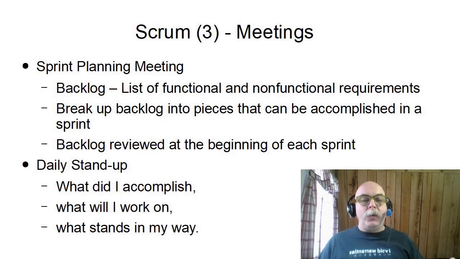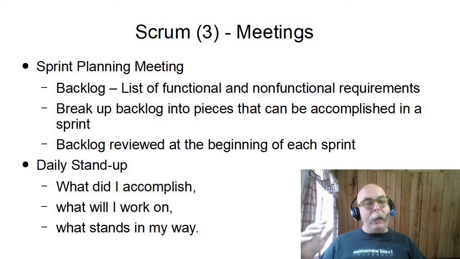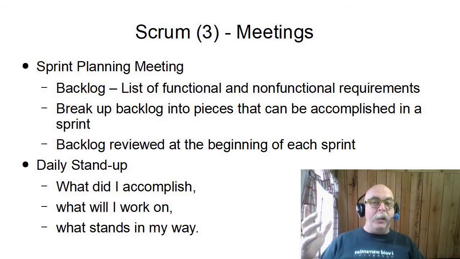So typically in a Scrum group, there are three kinds of meetings that we will have. There's the sprint planning meeting, which is the meeting we have before the sprint starts. It's where we sit down and look at the backlog, which is a list of requirements, functional and non-functional. We break the backlog up into pieces that can be accomplished in a sprint. Makes sense. We review the backlog at the beginning of each sprint so that we can see exactly what we still need to do, what the customer would like, and what we've got to do to make this happen. That happens at the beginning of each sprint.